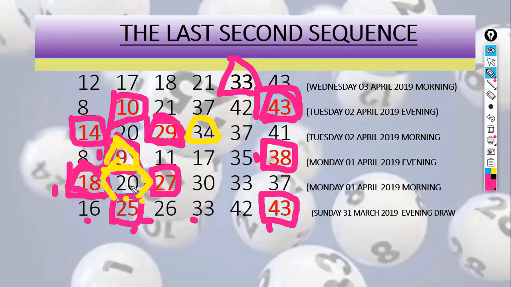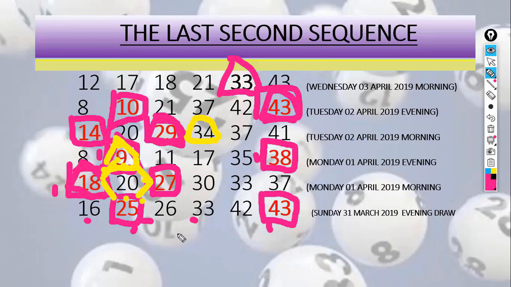So I know most of you will be asking this question: how then do you know that the sequence is about to end, and how long does the sequence last? Well, the answer is easy. Usually these sequences last 4 to 5 draws, and then they get exhausted. And how then do you know that your sequence is about to get exhausted?